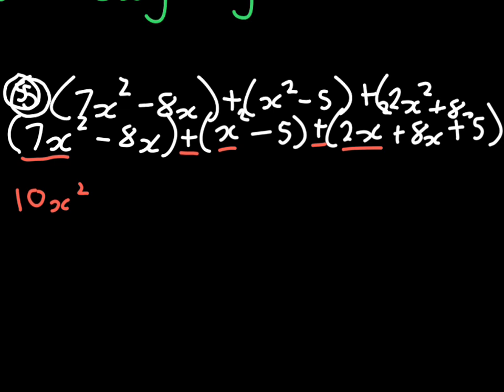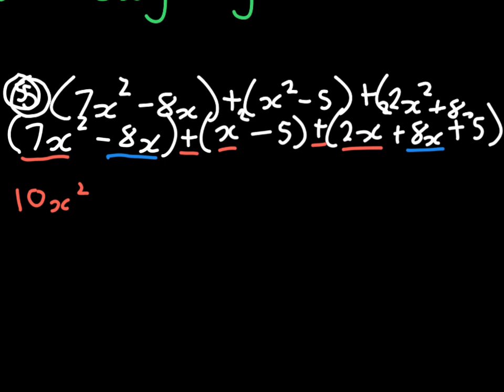Next, we're going to have a look at our x's. Here we've got minus 8x. In the second set, we don't have any x's. And in the third set, we've got plus 8x. So the only two like terms for x are minus 8x and plus 8x. So minus 8 plus 8 gives us 0. So we will have 0x, and we don't need to write anything in for the x variable.